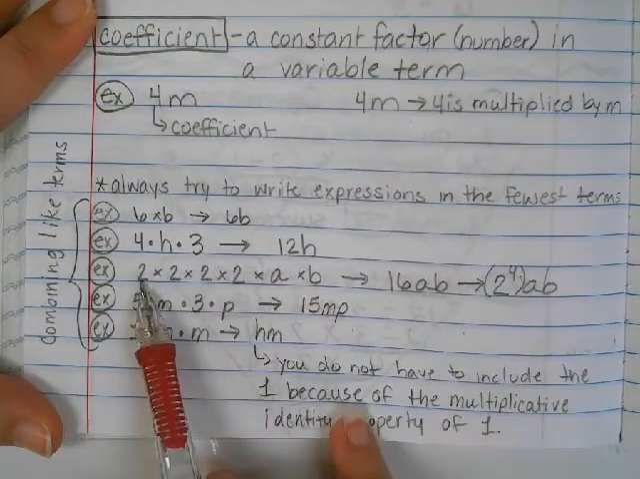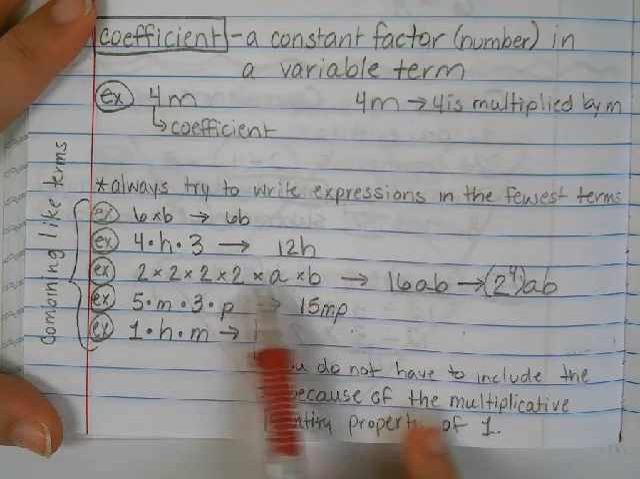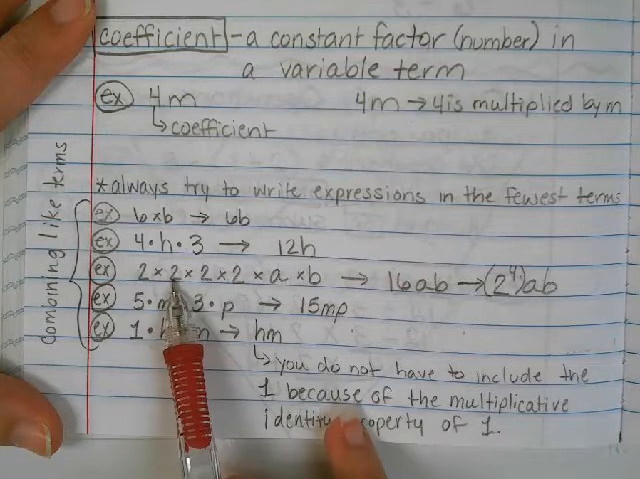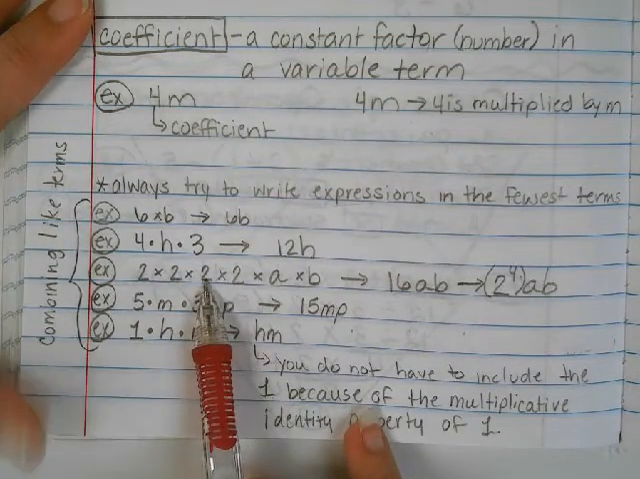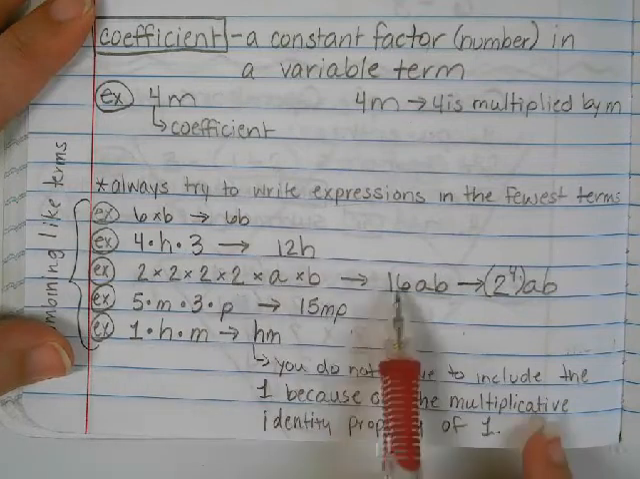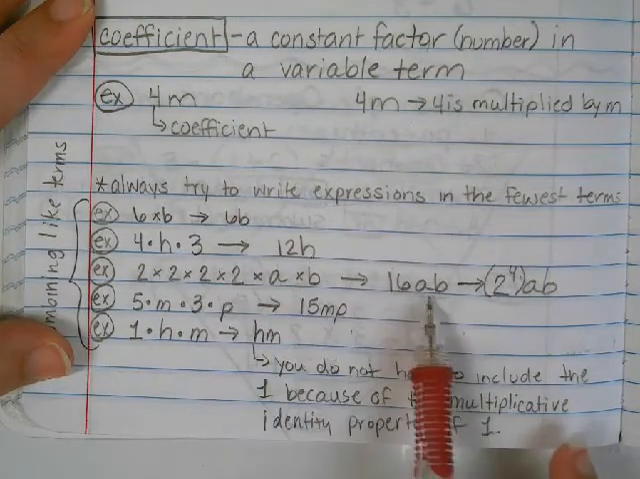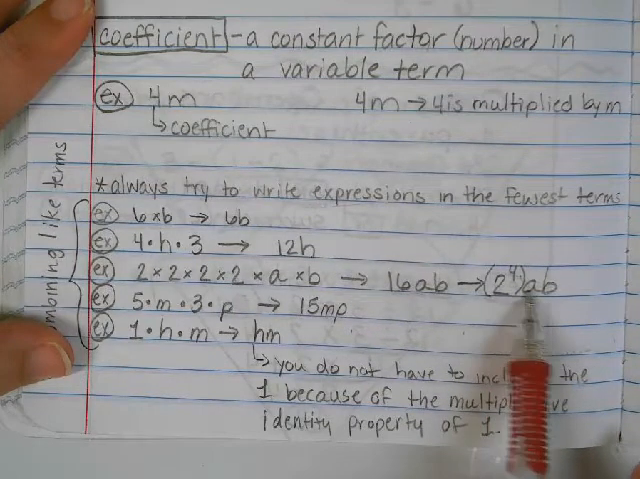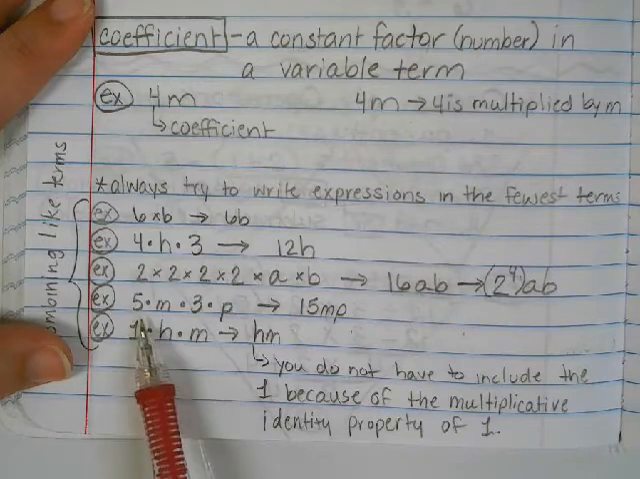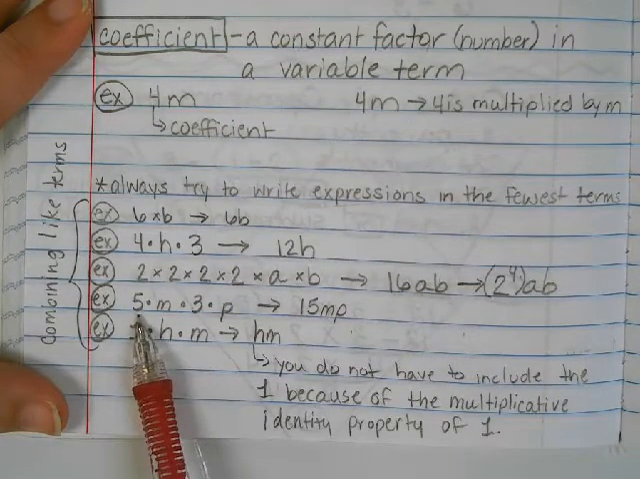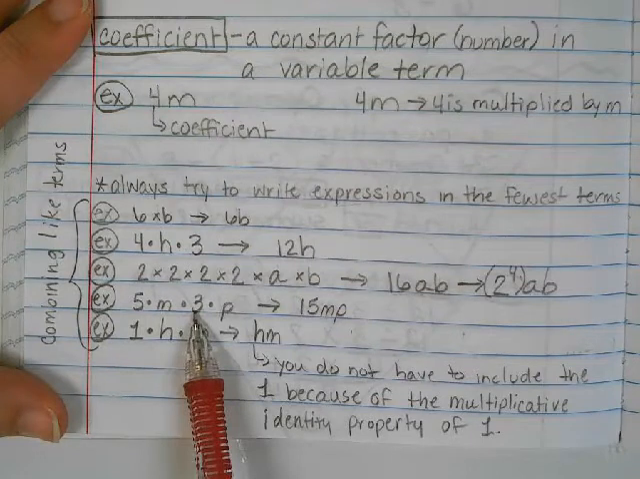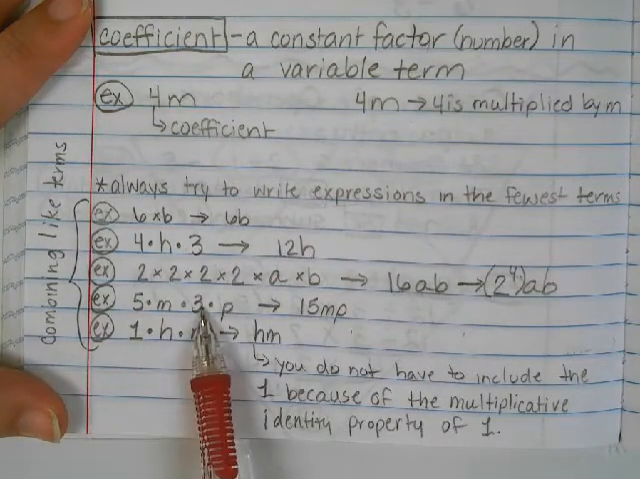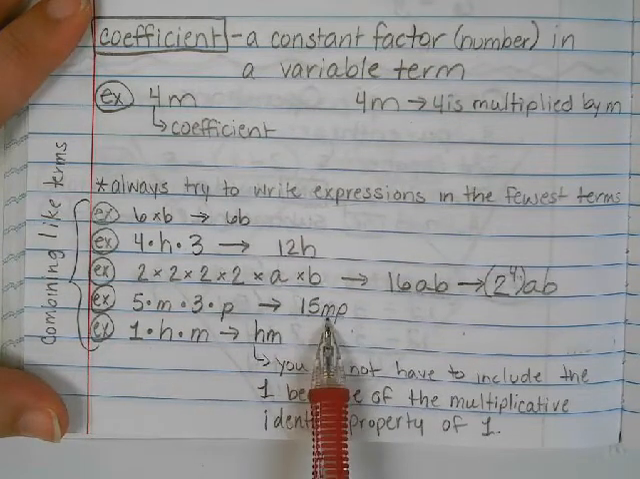And the next one, I have 2 times 2 times 2 times 2 times a times b. So what I did was I multiplied 2 times 2 to get 4, 4 times 2 to get 8, 8 times 2 to get 16, and then I put on my a and b. You can also do 2 to the 4th power times ab. The next example I gave you was 5 times m times 3 times p. Again, group your like terms. So put the 5 times 3 together to get 15, and then mp.